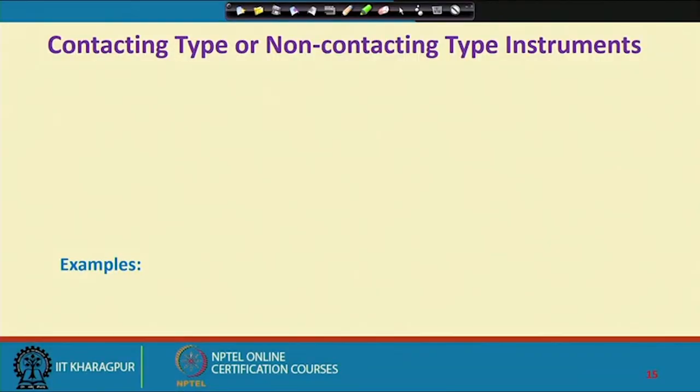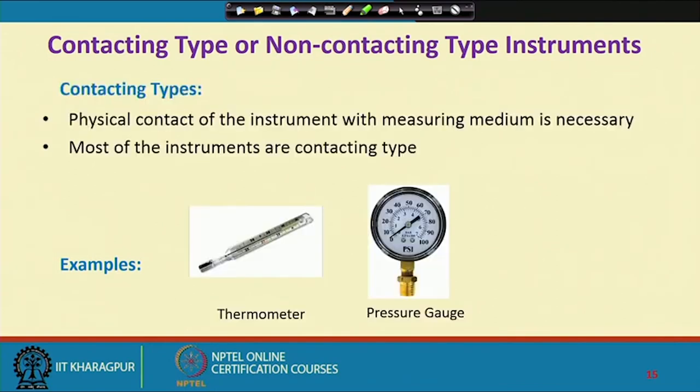Next, we can also classify the instruments on the basis of whether they are contacting type or non-contacting type. As the name suggests, contacting type instruments are those where you have to bring the instrument in direct contact with the medium whose value or quantity you are measuring. So, direct physical contact of the instrument with the measuring medium is necessary for contacting type instruments. Most of the instruments are contacting type. Examples: a thermometer, a pressure gauge, and there are several other examples we will see as we move along.